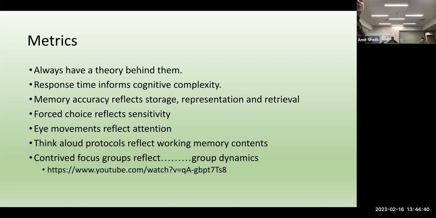Okay, so if you're doing focus groups, you're not collecting data about the effectiveness of your tools. And I really want to make sure you understand that.